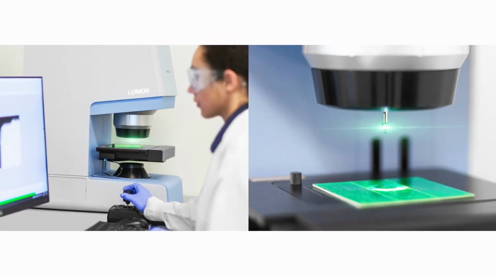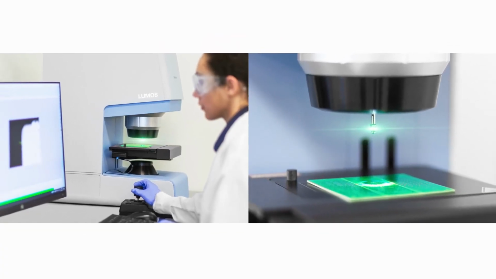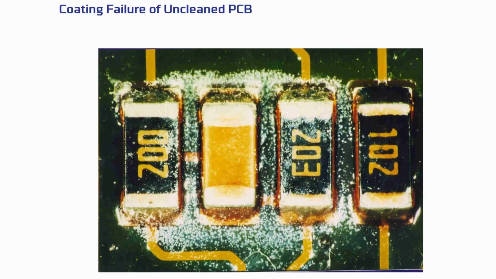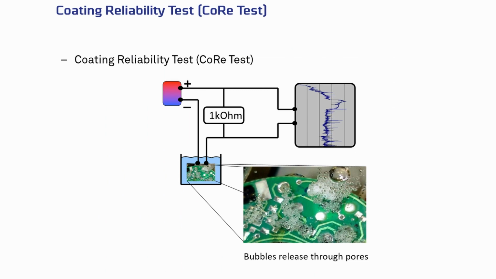And if we are dealing with non-ionic contamination, then we can make use of the FTIR test methods, which actually help us to determine the non-ionic organic-based contamination on our assemblies. And lastly, we can also name the CORE test. CORE stands for the Coating Reliability Test Method, which actually detects or determines if there are any defects on the conformal coating material when applied on the board surface.